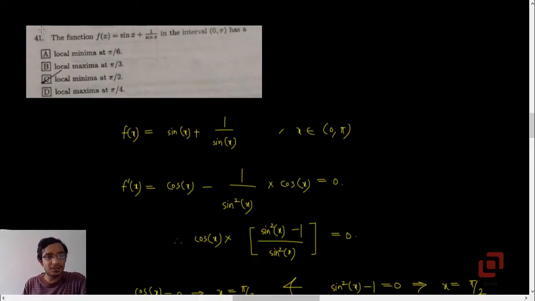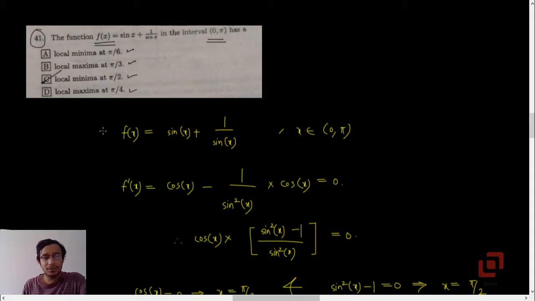Let us start with question 41. The function f of x, which is given by sine of x plus 1 upon sine x in the interval 0 to pi, has a local minima at pi by 6, local maxima at pi by 3, local minima at pi by 2, and local maxima at pi by 4.